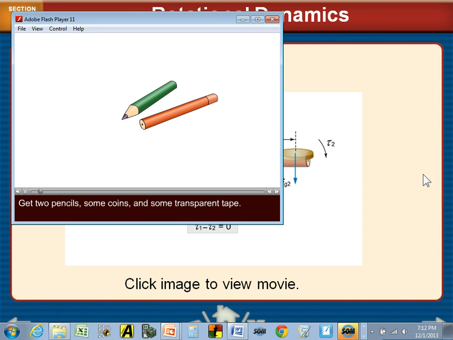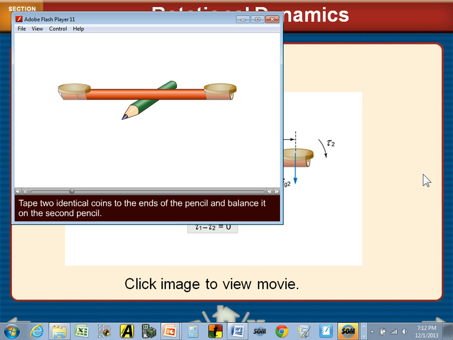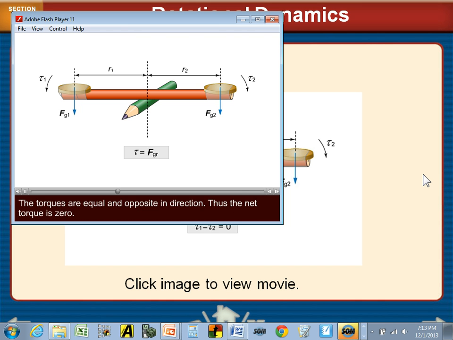Get 2 pencils, some coins, and some transparent tape. Tape 2 identical coins to the ends of the pencil and balance it on the second pencil, as shown here. Each coin exerts a torque that is equal to its weight times the distance from the balance point to the center of the coin. The torques are equal and opposite in direction. Thus, the net torque is 0.